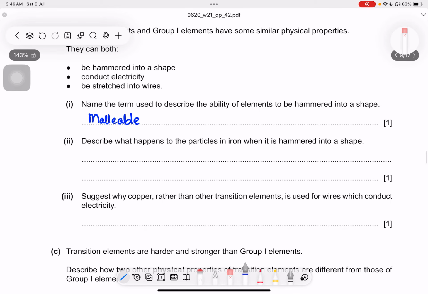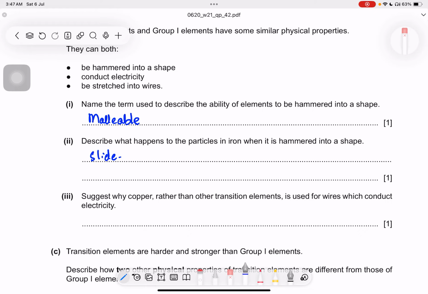Describe what happens to the particles in iron when it is hammered into a shape. The particles slide over each other in a metal, which is the reason why metals are softer than alloys. In alloys we have different sized particles, so they do not slide over each other. Now, why is copper rather than other transition elements used for wires which conduct electricity?